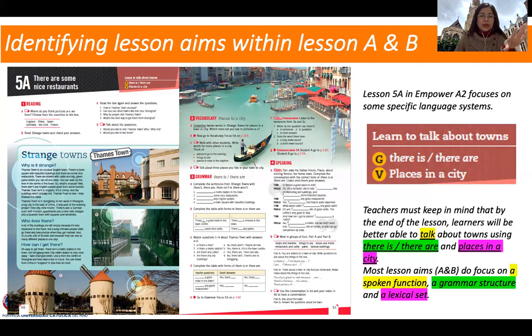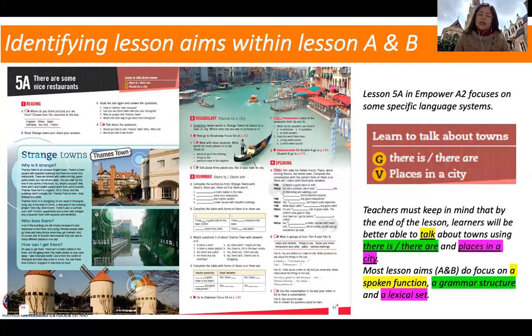This is lesson A, unit 5, in Empower A2. And the main aim was to learn to talk about towns. The systems involved are grammar: there is, there are, and vocabulary: places in a city. So we as teachers must keep in mind that by the end of the whole lesson, my learners will be better able to talk about towns and cities, using there is, there are, and vocabulary about places in the city. That's my lesson aim.